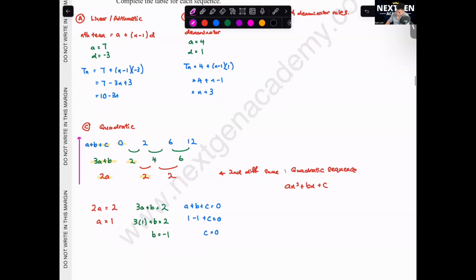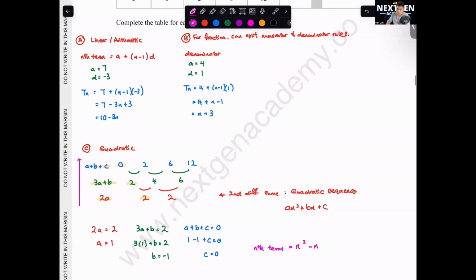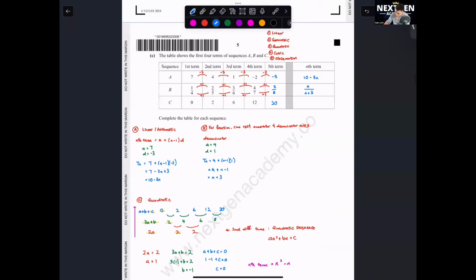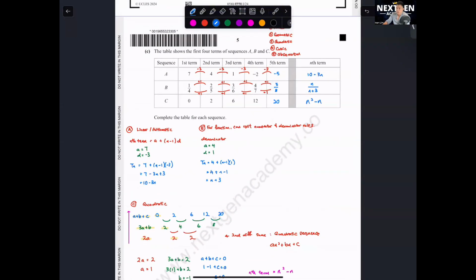So the nth term, we fit into this formula, an squared plus bn plus c. My a is 1, so n squared. My b is negative 1, so minus n. This is it. To find the next value, we can just add 8, which gives 20. So here we write 20, then n squared minus n.